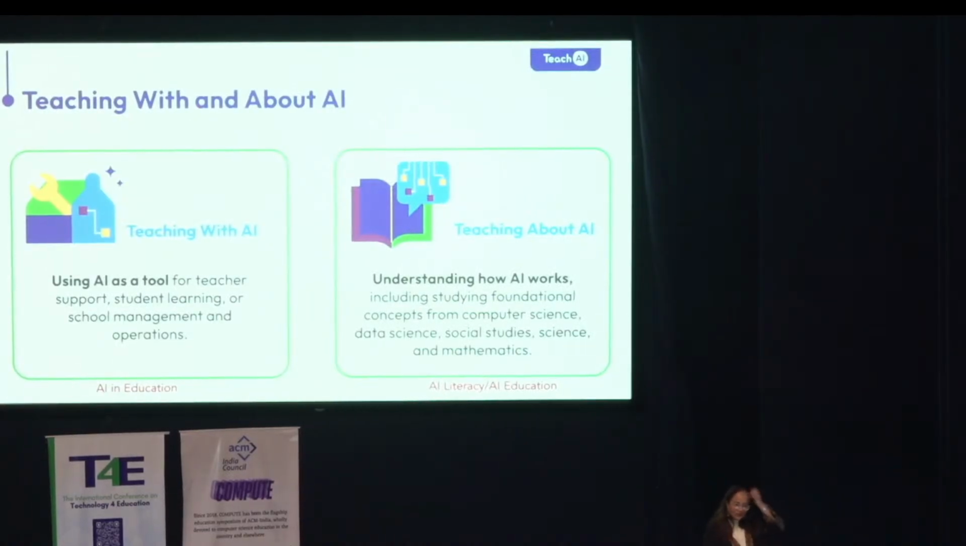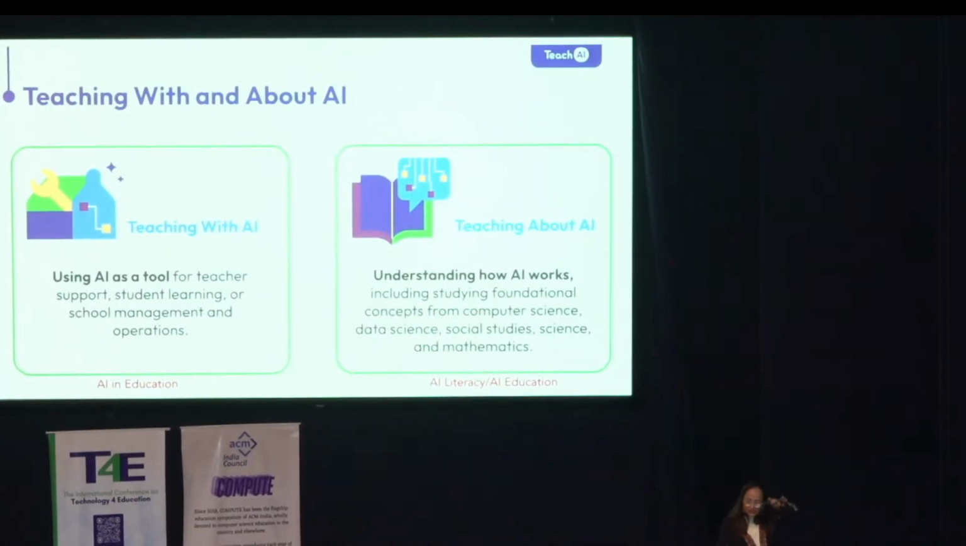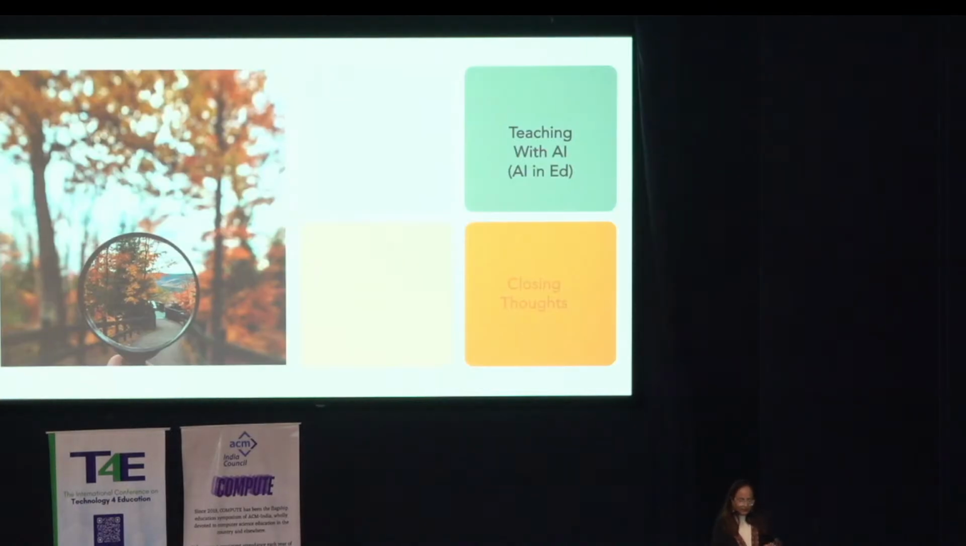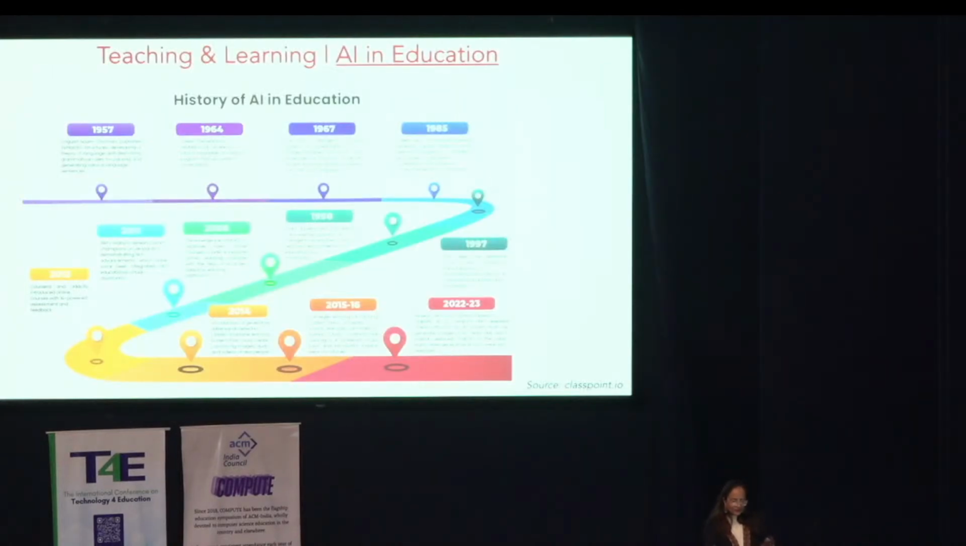So when it comes to K-12 education in the age of AI, we're talking about two things. One is teaching with AI, which is patently about using AI as a tool in the teaching and learning process. And the other is educating people about AI, and that, of course, includes the foundational AI literacy as well as digging deeper. So, with AI: AI in education is not new at all.